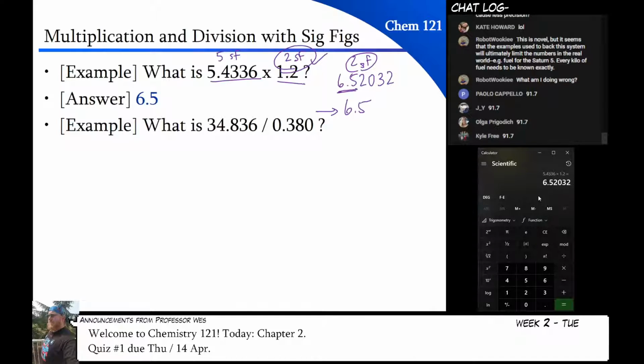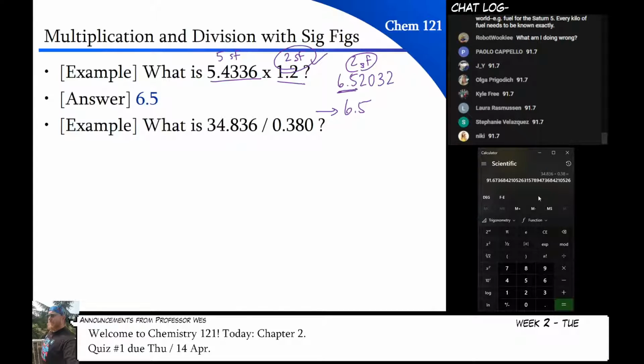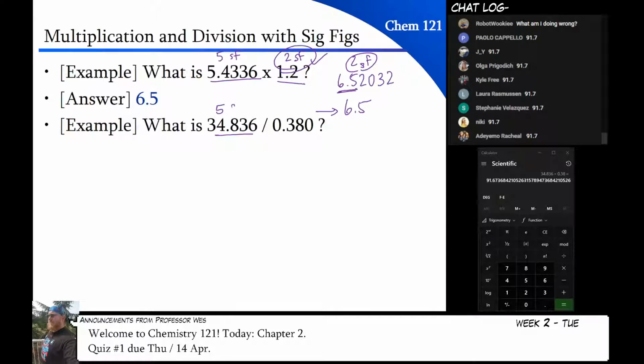All right, let's see what we get here. So I'm going to punch this in the calculator on the screen. 34.836, 0.380, divide. And I get this long number, 91.6736. How many sig figs do I actually get to report? So this number has 5 sig figs. This number has 3 sig figs. I get to keep the smaller of the 2 sig figs. So that would be 3. So I would report 91.7. And that's our answer. Very good. Everybody got it right.